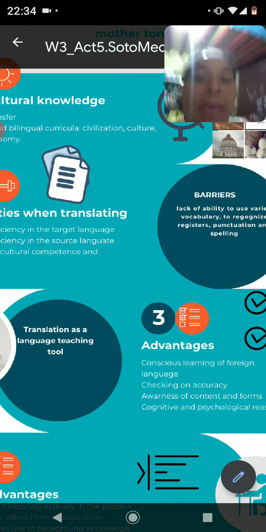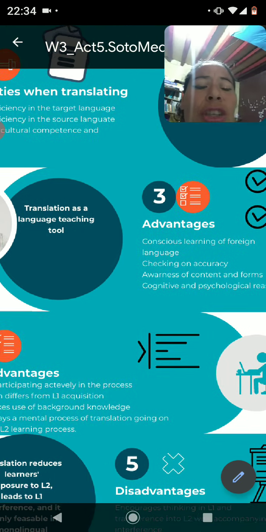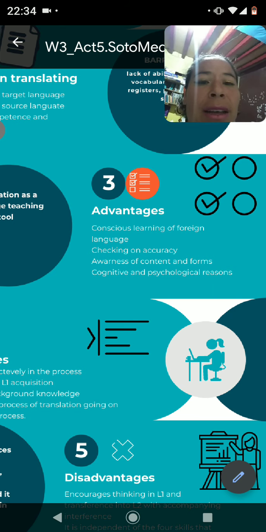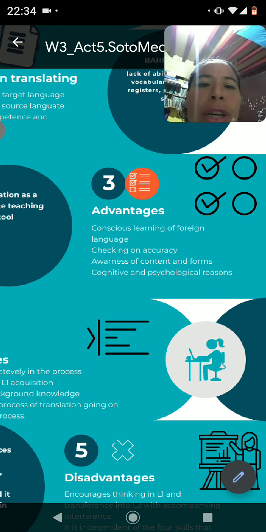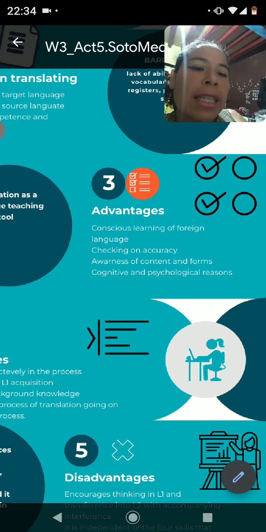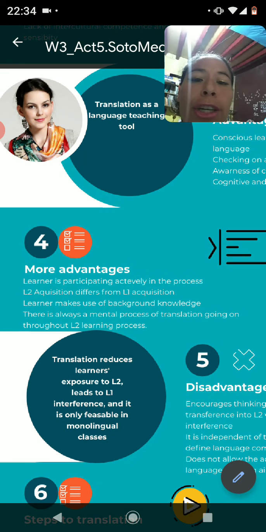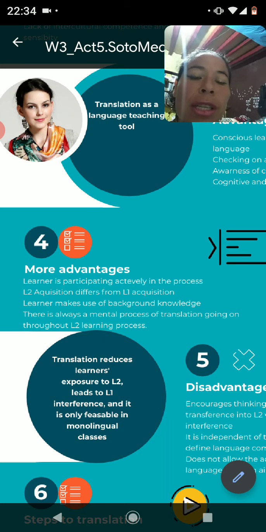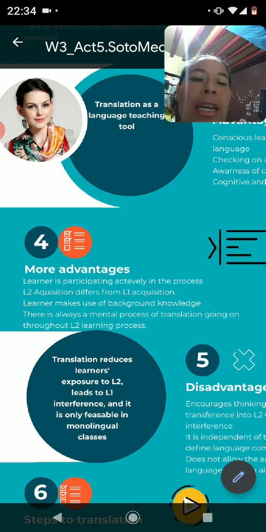And I have found that sometimes this lack of mastery of the mother tongue makes it very difficult to transfer it to another language. Some advantages of using translation in class for teaching a second language are that there is a conscious learning of the foreign language, that there is a checking of accuracy, and that it elicits awareness of the content and forms. There are also some cognitive and psychological reasons, because the learner is participating actively in the process. It is obviously different from first language acquisition. The learner needs to make use of background knowledge, and there is always a mental process of translation going on through the learning.